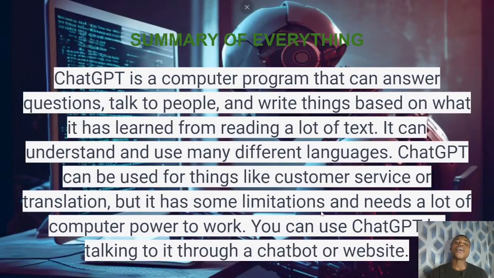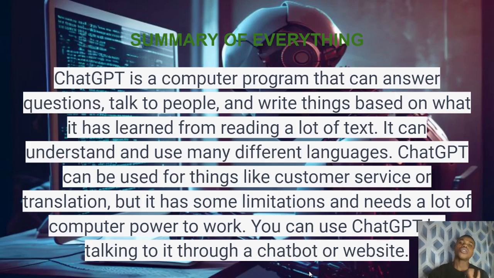So the summary of everything here is that ChatGPT is a computer program that can answer questions, talk to people, and write things based on what it has learned from reading a lot of text. Based on your conversation, ChatGPT can respond to you and answer those questions. It can understand and use many different languages. ChatGPT can be used for things like customer service or translation, but it has some limitations and needs a lot of computer power to work. You can use ChatGPT through a chatbot or a website. So this is everything you need to know about ChatGPT.